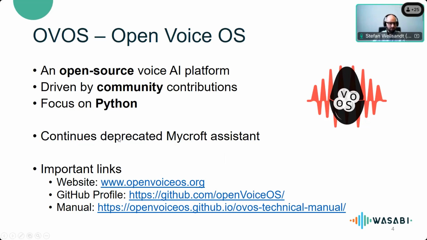I collected some important links here that give you an idea about the project: the GitHub profile with a lot of repositories related to the OVOS assistant, and a technical manual which demonstrates that there's very thorough and comprehensive technical documentation. It's much easier to work with this kind of project when you have good technical documentation. So this is what we use in Wasabi for building the say empty assistant part.